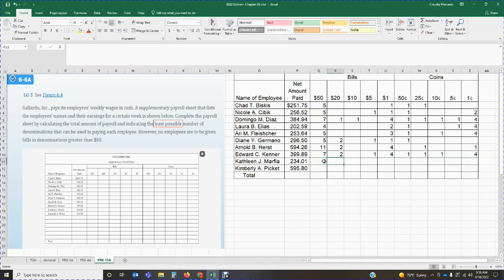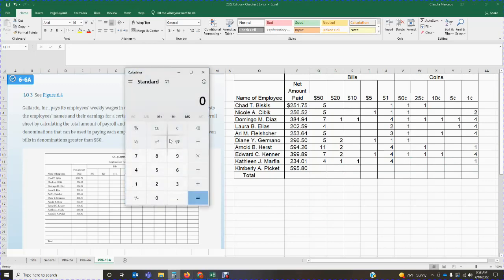So let me just run through this real quick. That way we can finish up the problem. And like I said, all we're doing is figuring out the number of denominations that we need and the least number of denominations for each employee. So let me do this one with you, the last one, just so we can close it out.